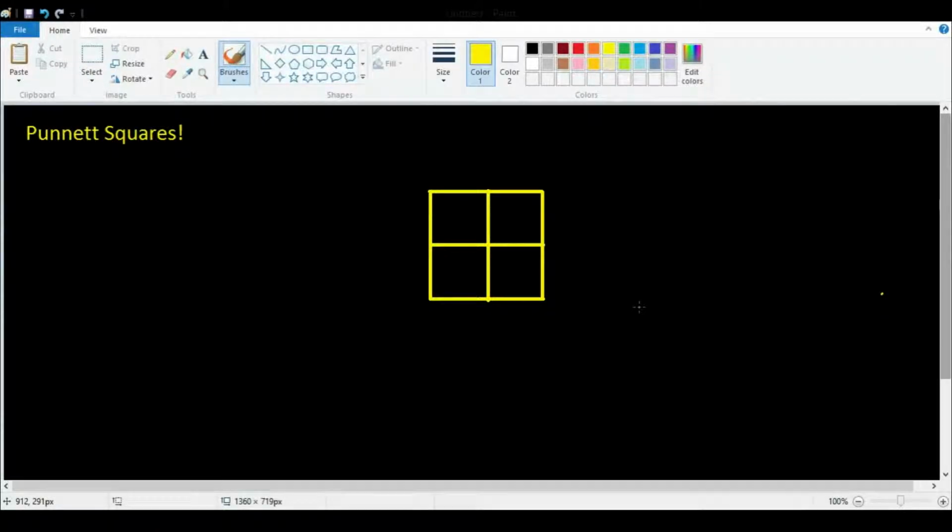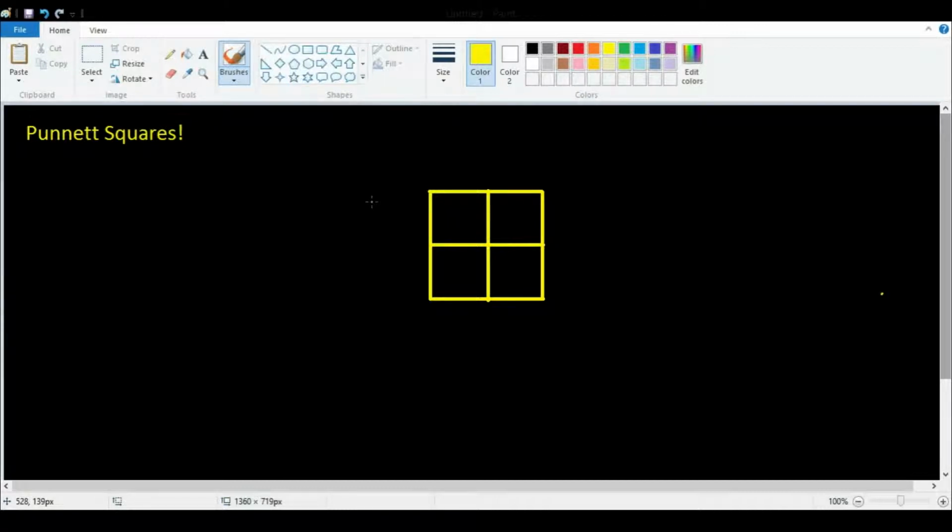Today I'll be teaching you how to use Punnett squares. So first, what are Punnett squares? Punnett squares are used for determining the trait outcome of breeding two organisms. For example, what hair color will the offspring of a red-haired man and a brown-haired woman have? The outcome will be expressed in percents.